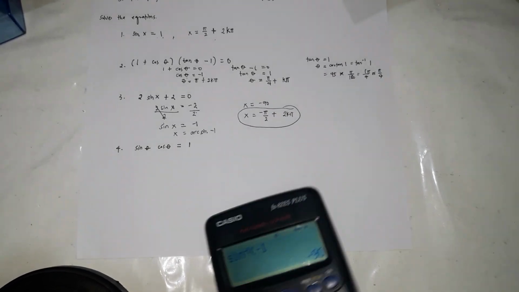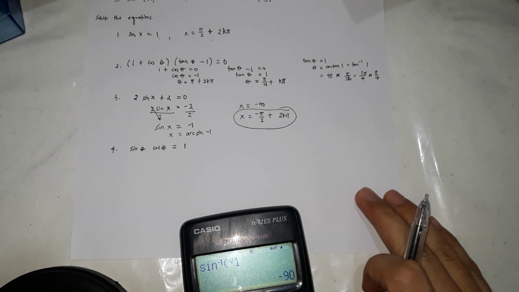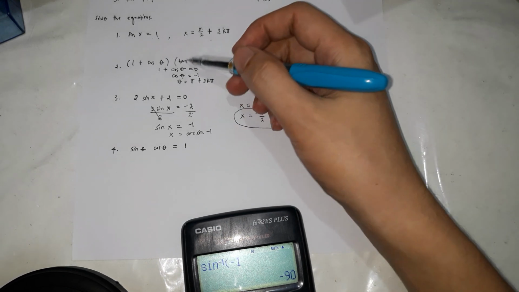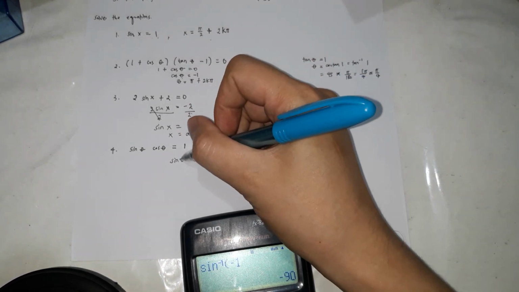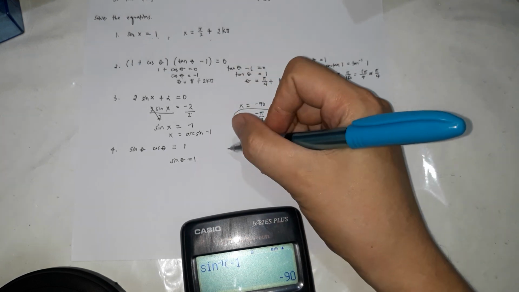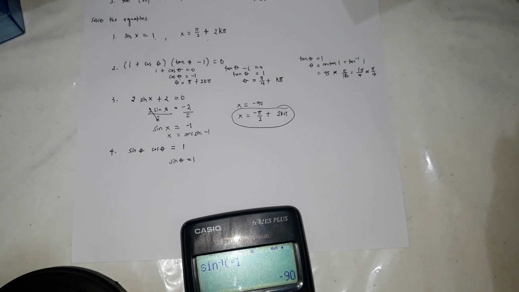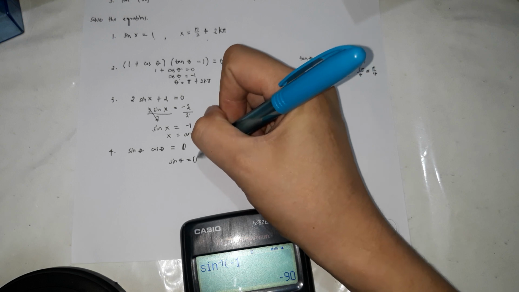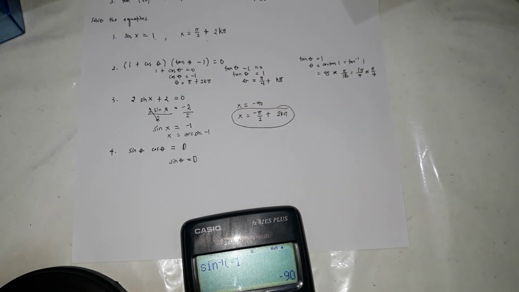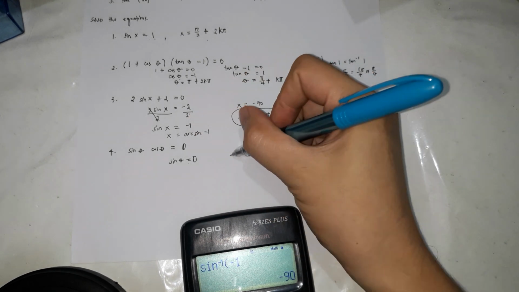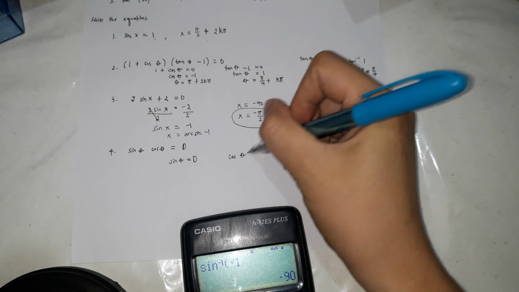Number 4. Number 4 is sine theta cosine theta. So this is again just like this one. So sine theta equated to 1. No, that's not the answer. Sorry, we used the wrong formula. We copied the wrong equation. So sine theta cosine theta is equal to 0. So equate sine theta to 0, and cosine theta to 0.